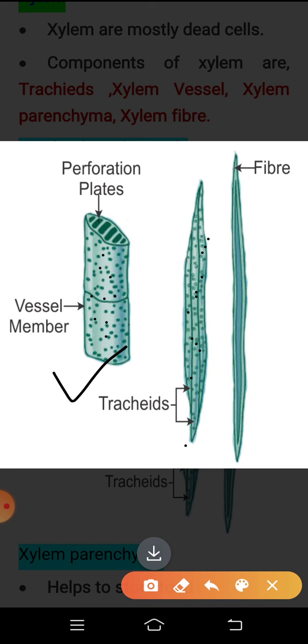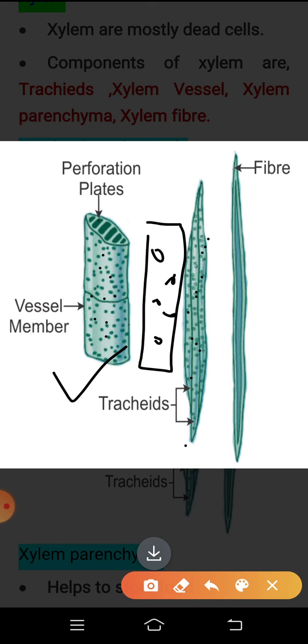Now how do they conduct water and minerals? Let us see how the tracheids conduct the water and the minerals. As I told you, the tracheids have pits on them. These pits connect from one end to another end. For example, suppose this is a tubular wall, these kinds of pits connect from one tracheid to another. So it helps in the transportation of water and minerals.